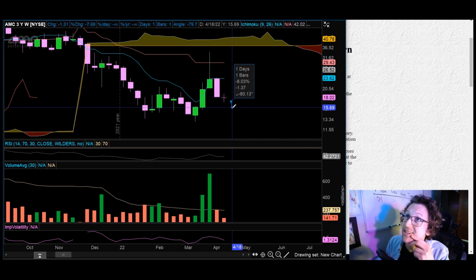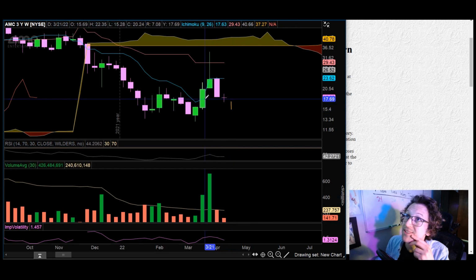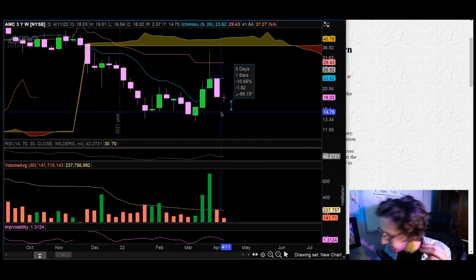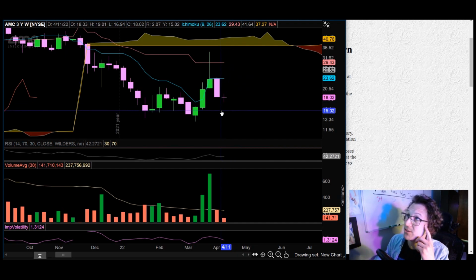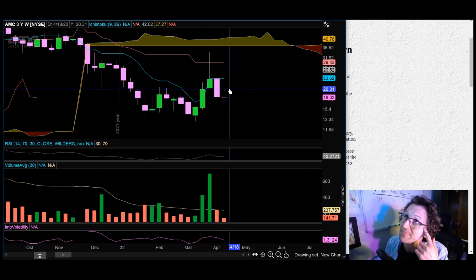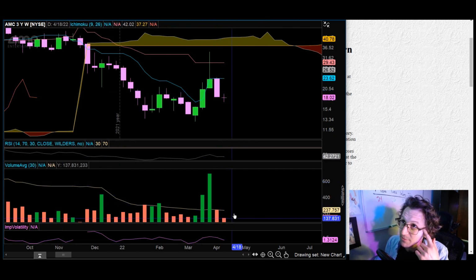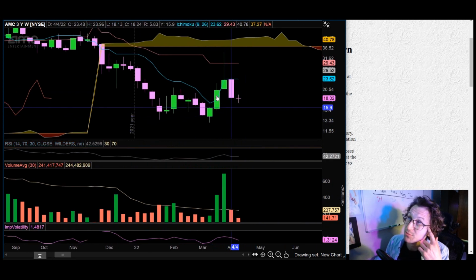So let's just say, even just to the low of this previous candle, or what is that, like $15? That would make me a lot of money. And it's only $3 down, so a couple of red days and boom, there you could have it. And maybe then we see another bounce. But I don't see any bullish support yet.